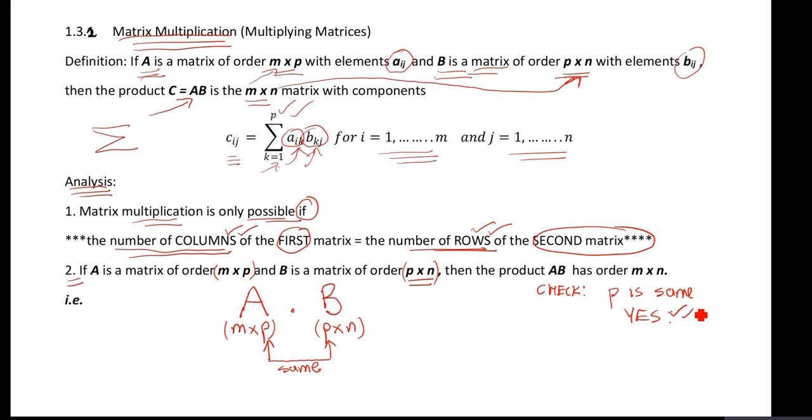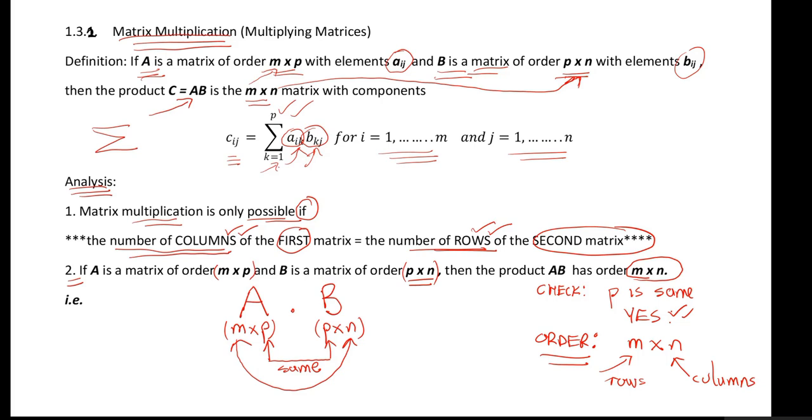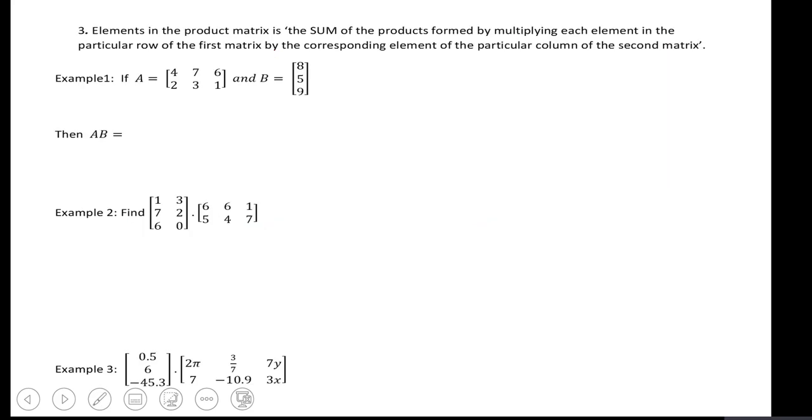If it's yes, then what is the order of the answer? The order of the answer comes from what's remaining, M by N. So the order of the answer will be M by N. In other words, I will have M rows and N columns. That's the analysis of the definition. Now, let's put that into practice.